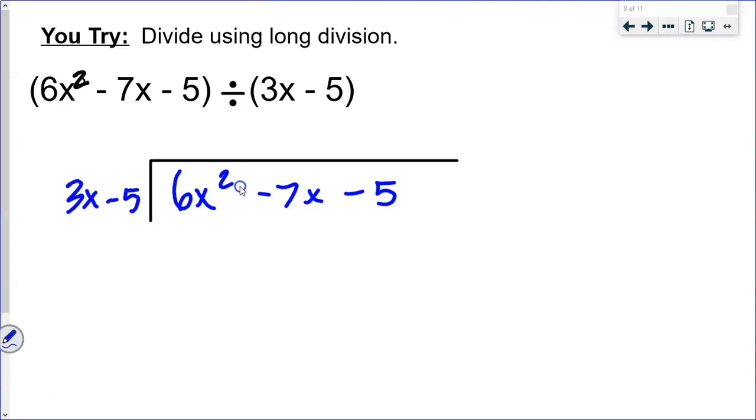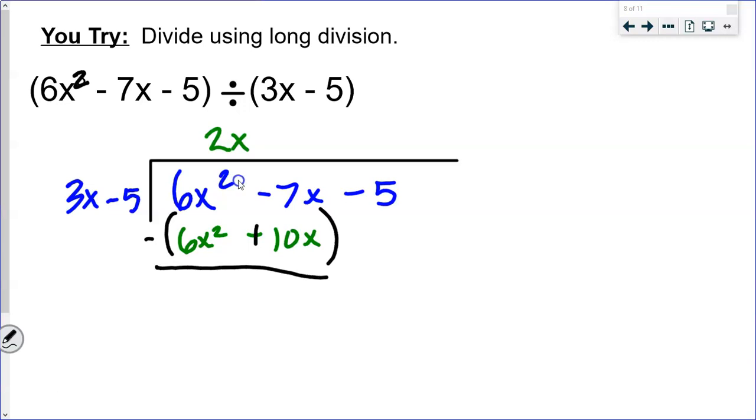So what do we have to multiply by 3x to get 6x squared? A 2x. So this is going to be, sorry about that, 6x squared, right? 6x squared. Now we're going to multiply that 2x times that negative 5. That's going to give us negative 10x. Again, remembering, we are subtracting all of this, y'all. So that makes that minus and that plus, right? So the first term goes away, but we get 3x here, and we bring down our negative 5.